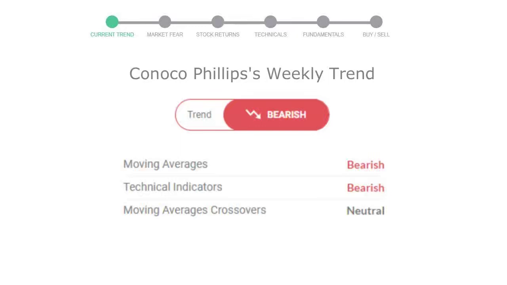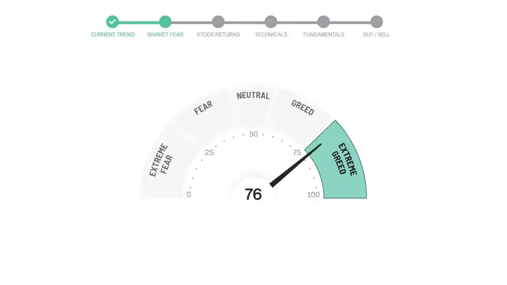Today's market fear and greed index is 76, which is indicating extremely greedy emotion in the public sentiment. We usually look at this indicator to make our buy or sell decisions better.